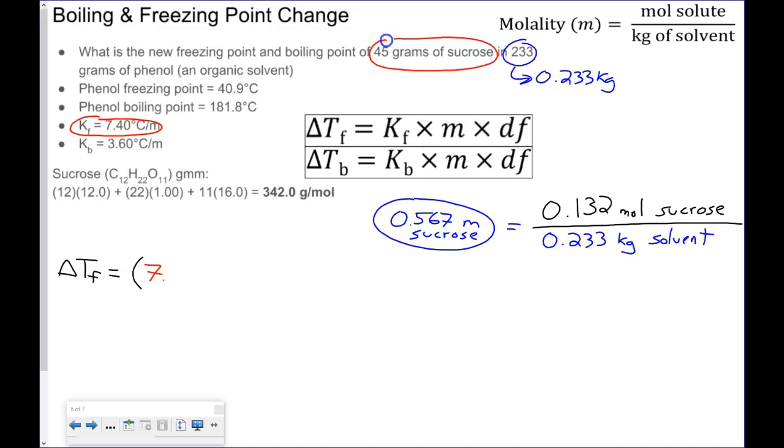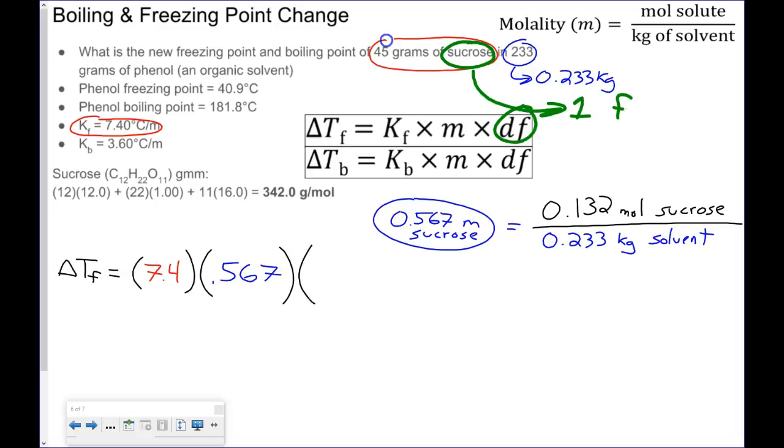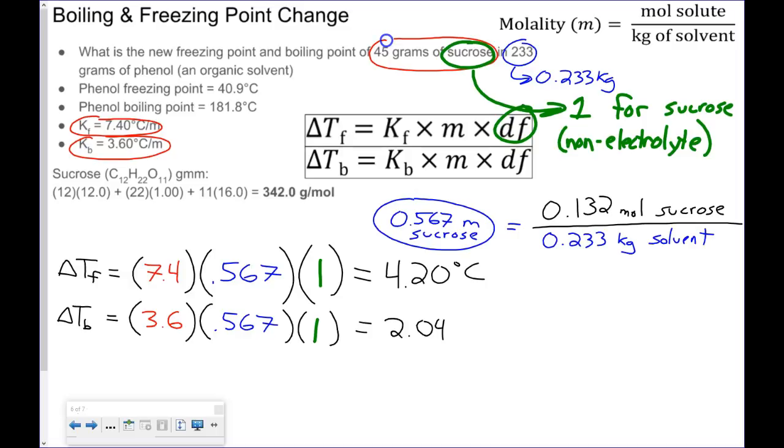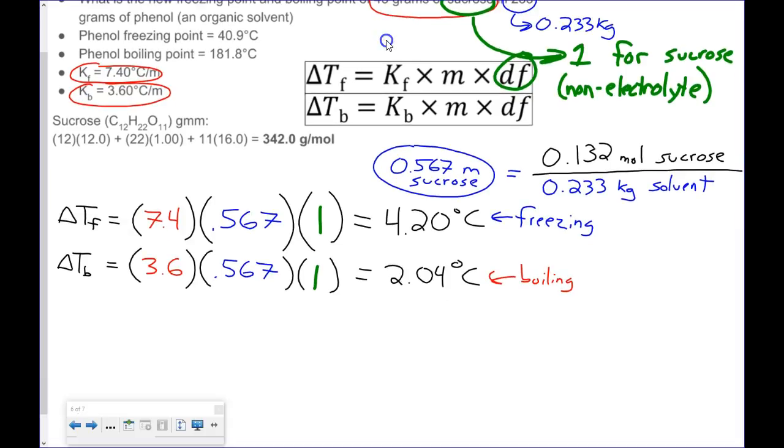So my change in freezing is going to be the K sub F, so 7.4, which I got from above. The molality is going to be 0.567 molal, and the dissociation factor for sucrose is going to be 1. It is a non-electrolyte. It doesn't dissociate. Working that all out, that's going to give me a change in freezing of 4.2 degrees. K sub B is going to be 3.6, same molality solution before, same dissociation factor I had before. That's going to give me a change in the boiling point of 2.04 degrees. So the top one is the freezing, the bottom one is going to be my boiling point of that.